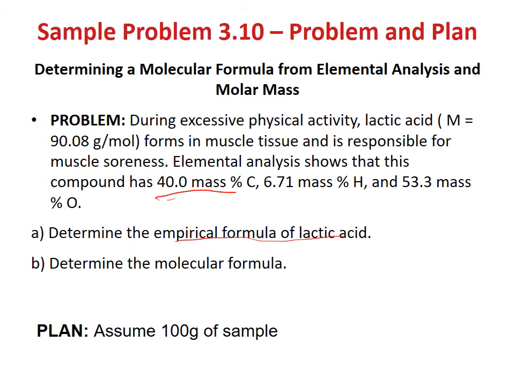With these masses of each element, we can calculate the moles, the relative moles, so we can find the empirical formula. So how do we find the molecular formula? We use the molar mass divided by the empirical formula mass. We get the whole number, which times the empirical formula gives you the molecular formula.